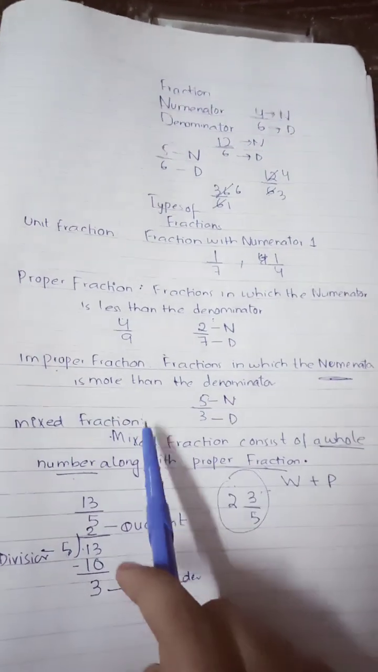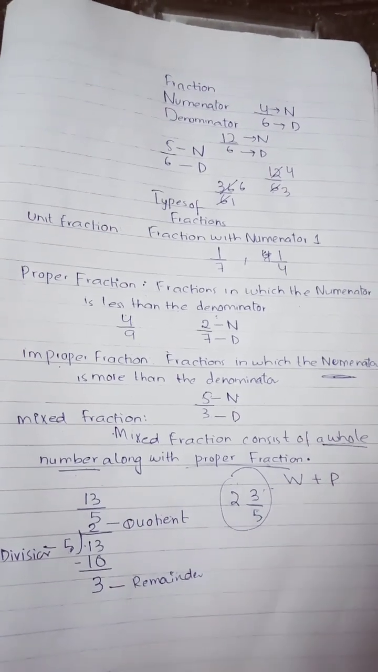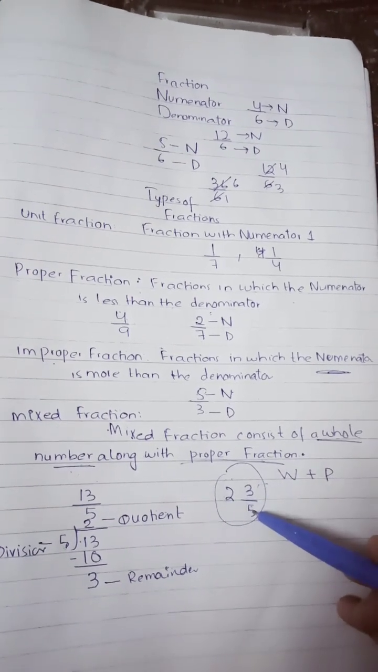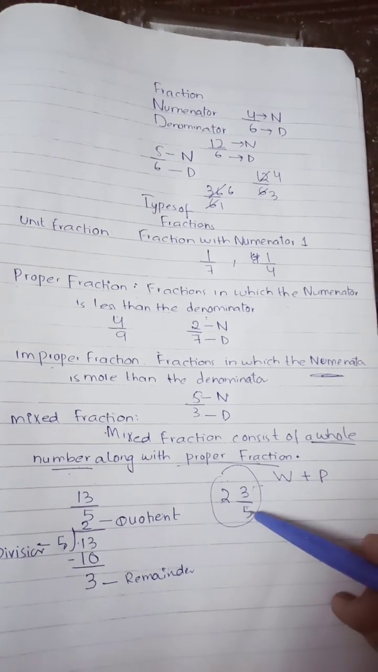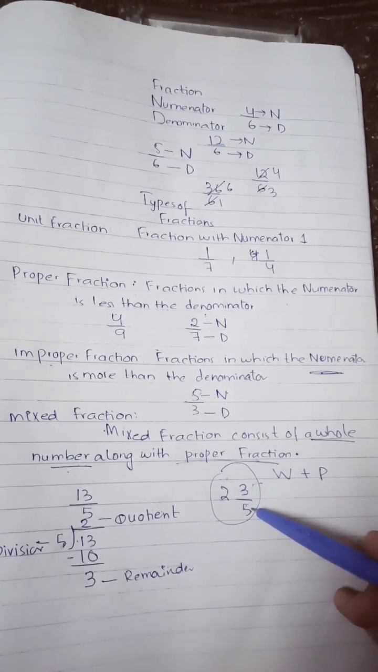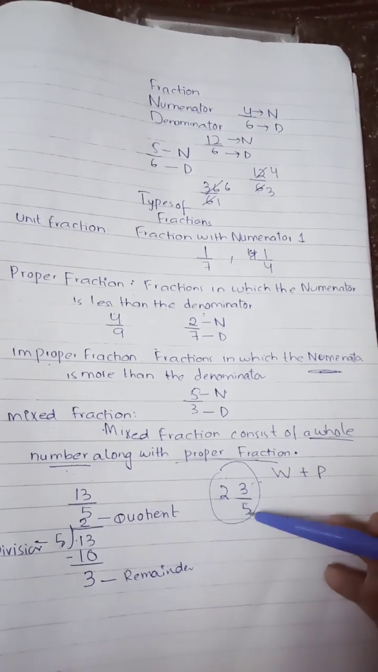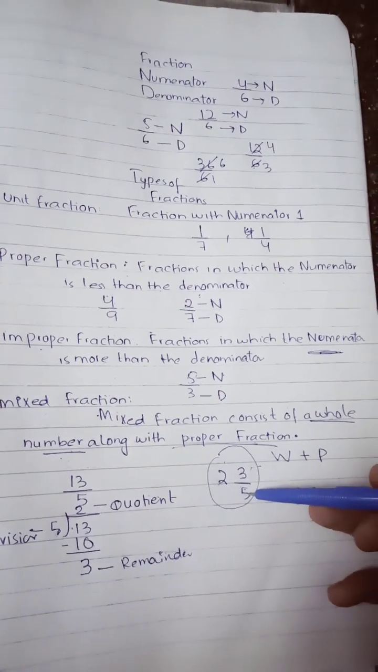Simple. A mixed fraction is always the combination of a whole number plus a proper fraction. 2 is the whole number, 3 upon 5 is the proper fraction. It is the combination of a whole number and a proper fraction. Why am I saying 3 upon 5 is a whole number? I am saying 3 upon 5 is a proper fraction, sorry. Why? Because in this the numerator is less than the denominator.